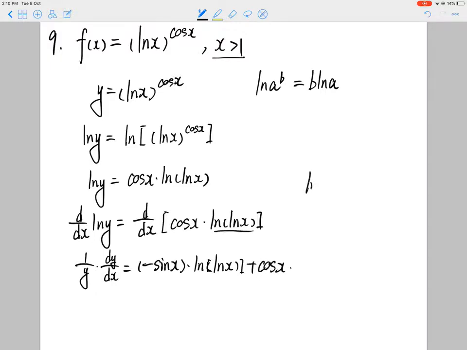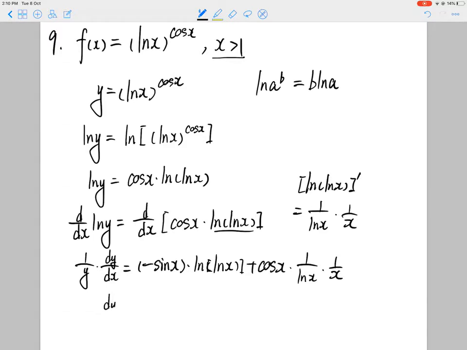So what is ln x's derivative? Again, use the chain rule. First, it's ln something, so it's 1 over this. And the second part, you ignore ln. It's x's derivative, which is 1 over x. So it's cosine x times 1 over x times ln x... that is, cosine x times 1 over x.